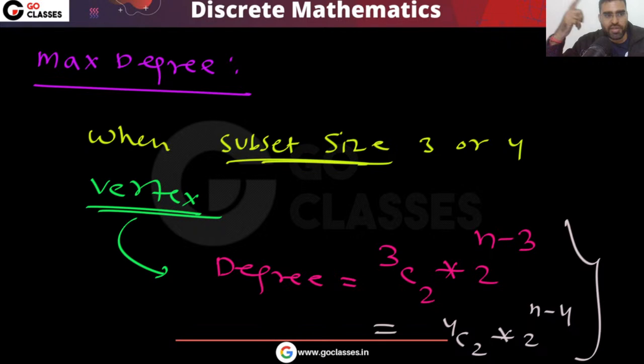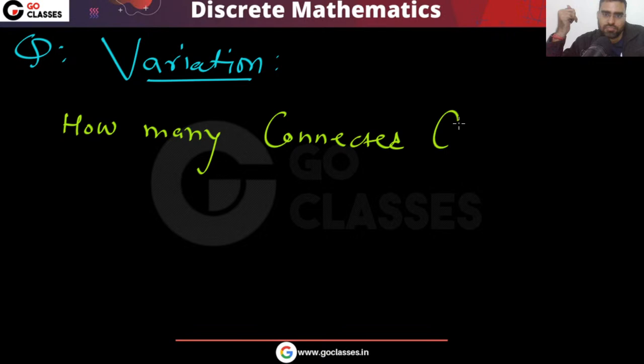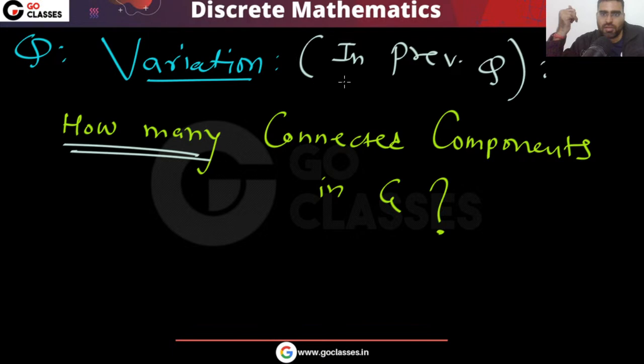Now, variation is remaining. Let me ask you one variation. How many components in the previous question? Can you try this? How many connected components are there in G in the previous question, of course? Take 1 minute, 1 or 2 minutes, and try this question.